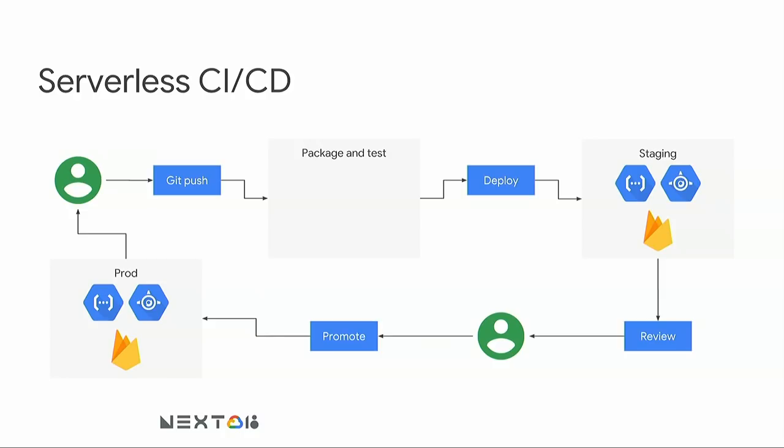So if we look at this flow chart, this probably looks familiar to most of you. This is a classic software delivery lifecycle chart. As a developer, I'm going to do a git push. My source code is then going to get packaged and tested and then deployed to a staging environment. From there, we're going to have a chance to review and promote that to production and ultimately deliver it to our users. So when we talk about CI/CD, it's definitely more of a spectrum.